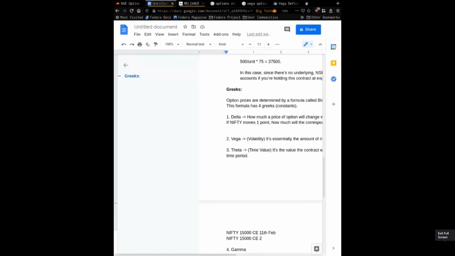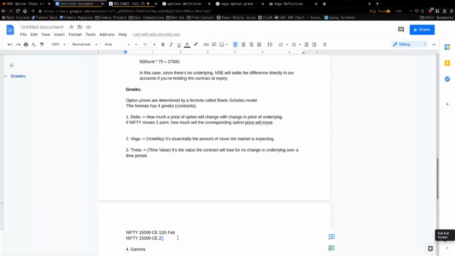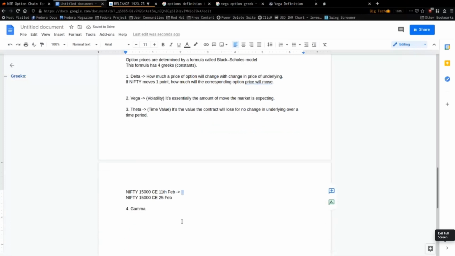Last Thursday is 25th Feb. So you have one for 25 Feb. Now these are essentially contracts which basically say the same thing, right? An obligation on one lot of Nifty to buy one lot of Nifty at 15,000 CE. But what's the difference between them? The difference is the time.